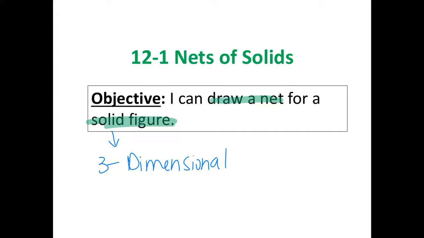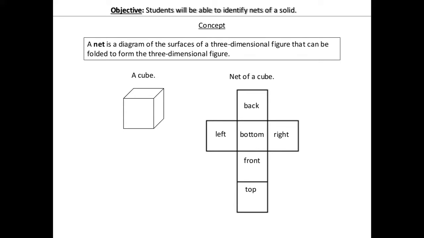We are going to be looking at three-dimensional figures today. Okay, and specifically we're looking at nets. So a net, just so you are aware of the vocabulary, is a diagram of the surfaces of the three-dimensional figure that can be folded to form the three-dimensional figure.